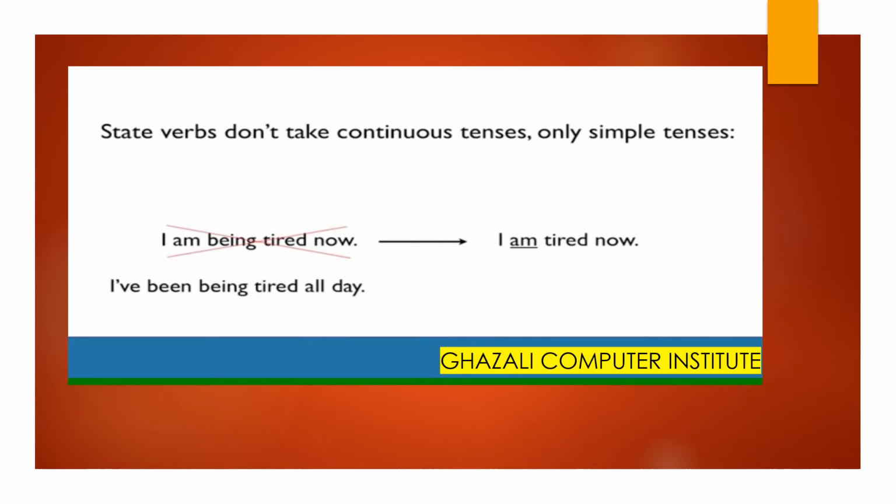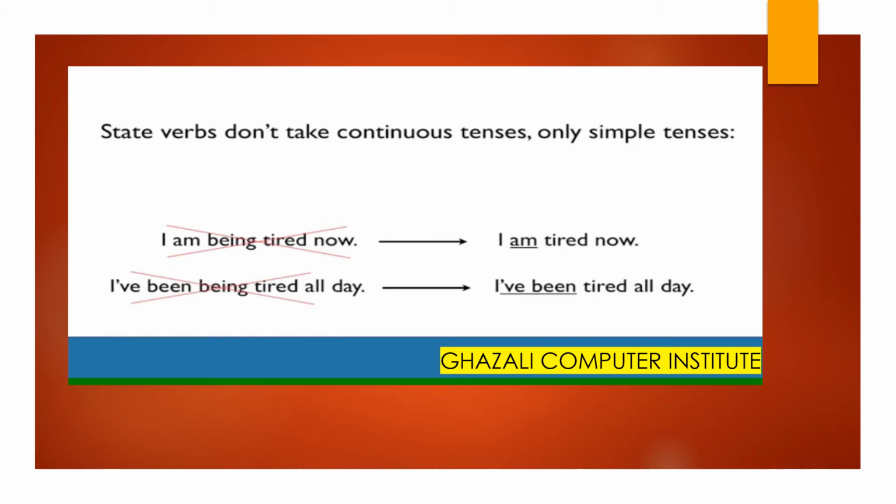Or I've been being tired all day sounds really strange. Again, because the verb to be is a state verb. Keep it to a simple tense. In this case, present perfect simple. I've been tired all day.